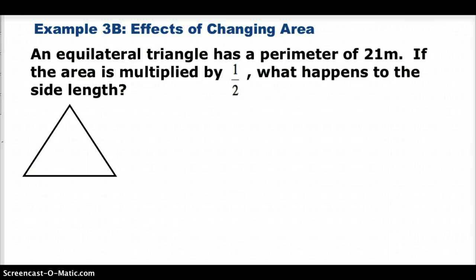Let's take a look at our last problem for today. It says we have an equilateral triangle that has a perimeter of 21 meters, and the area is multiplied by 1/2, and we want to know what happens to the side length.